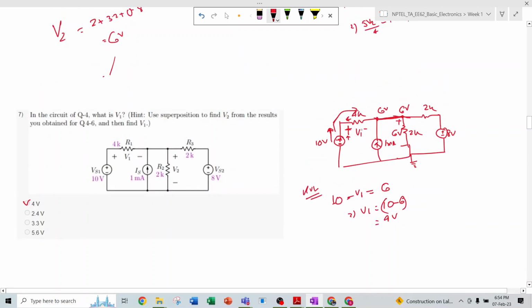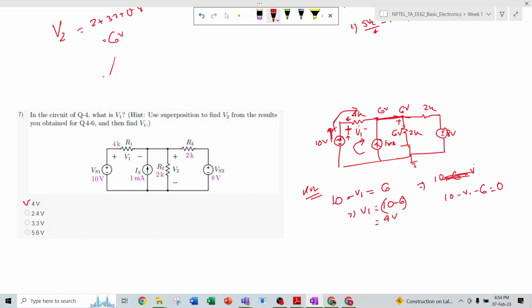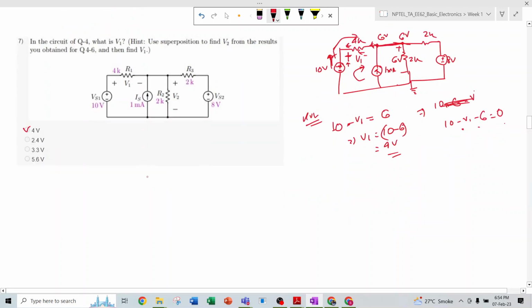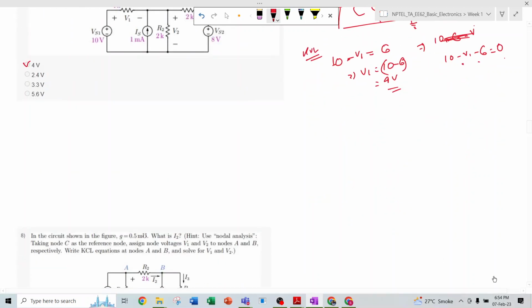So this is the basic concept of KVL, which you apply throughout the loop. You can also write this equation like this: 10 minus V1 minus 6 is equal to 0, because this 10 volt is pushing current in this direction, V1 is pushing in the other direction, and this 6 volt means the current will flow in this direction, so that will be minus. Here it is minus, here it is minus, then it is 0. Similarly you can find this as 4 volt. If you have any question, please ask.